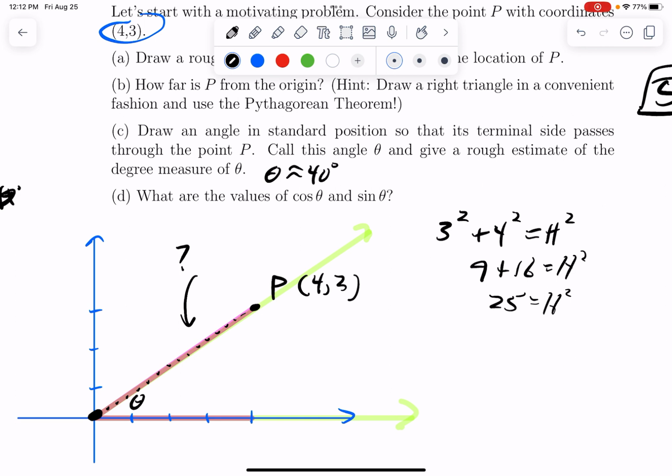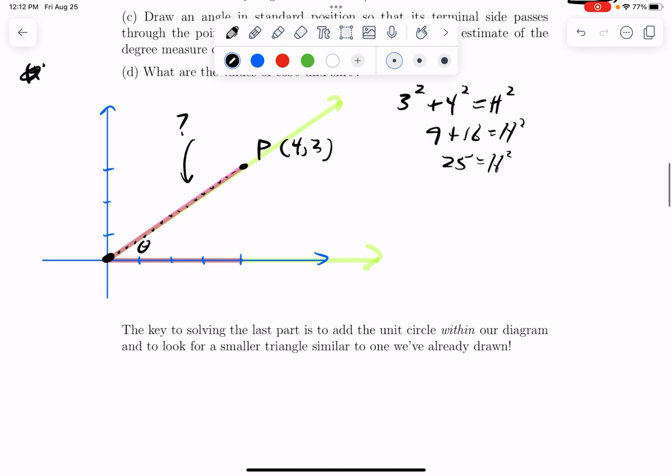Now, what if I want to figure out cosine and sine? This is where things get a little tricky. Cosine and sine we know how to do in terms of the unit circle, but we don't really have the unit circle in this picture. But here is the trick. What we're going to do is add the unit circle within our diagram and look for a smaller triangle that's similar to the one we've already drawn.